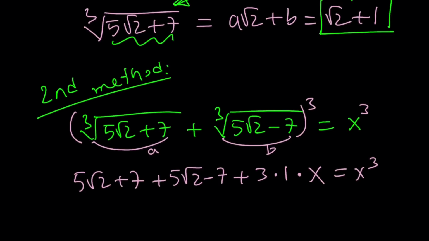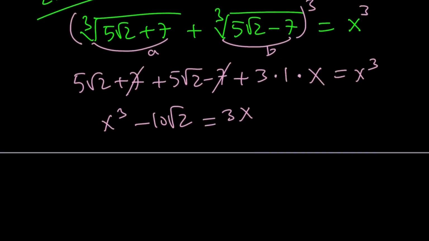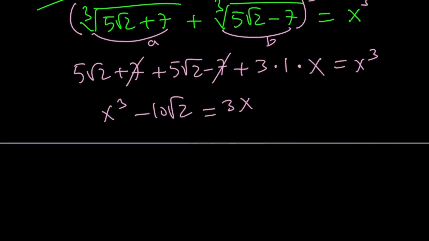All right. 7 cancels out. 10 root 2, we get the following. X cubed minus 10 root 2 is equal to 3x. Maybe I should write it this way. It's probably better that way. X cubed minus 3x minus 10 root 2 is equal to 0.